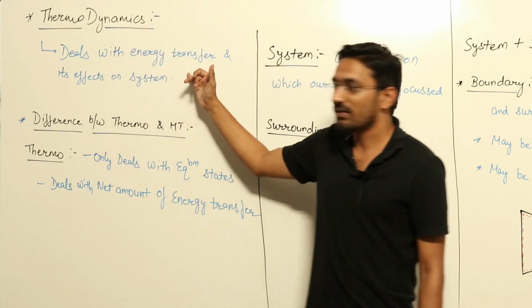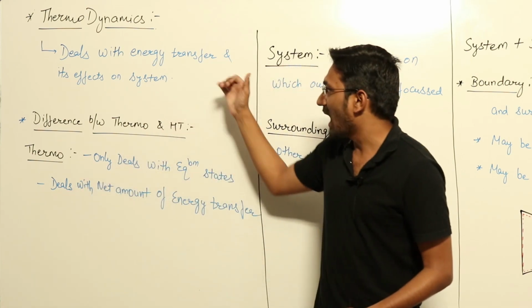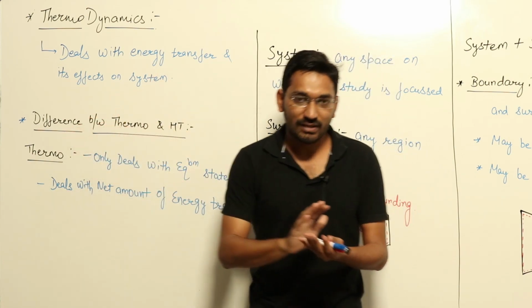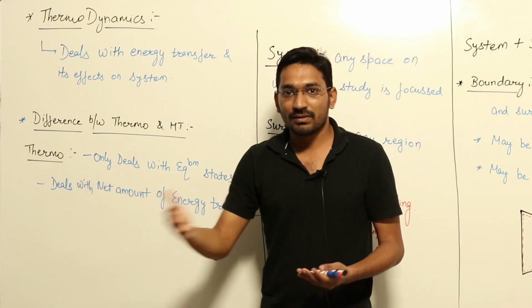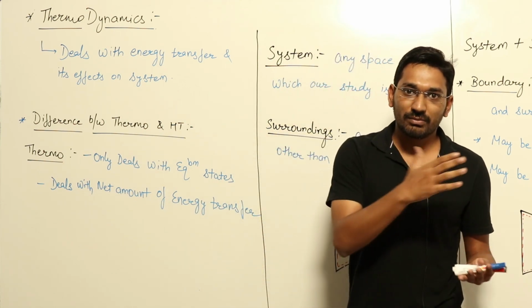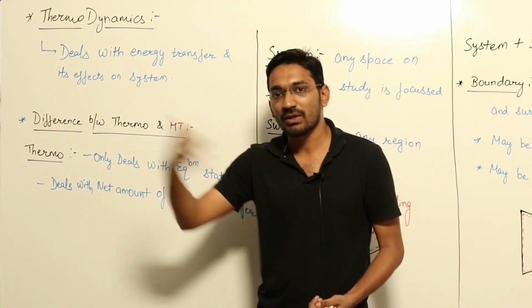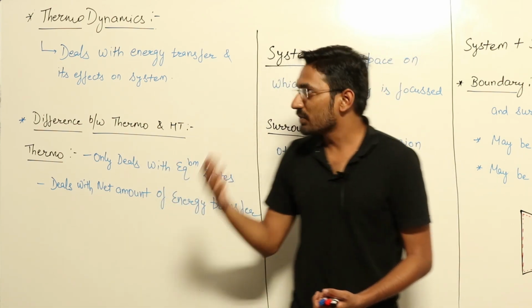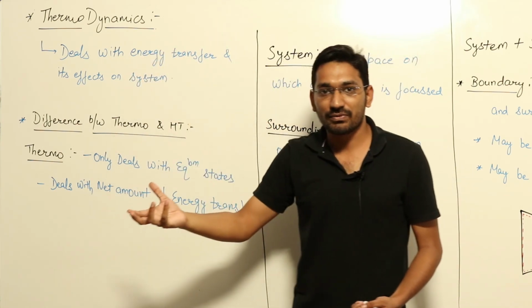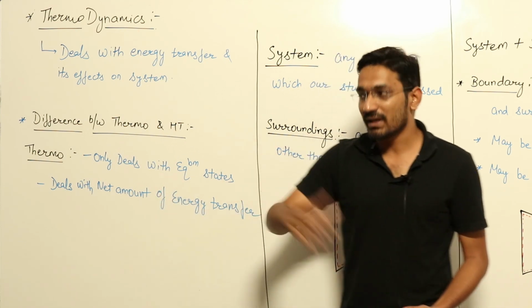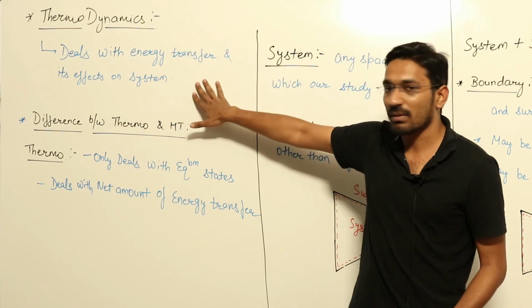Thermodynamics deals with energy transfer. Energy transfer means the motion of energy from one point to another point and its effect on the system, how it affects the system. If energy is going out from one body to another body, then the body from which the energy is coming out will have its temperature decreased, and if heat is going to another body, its temperature will increase. So thermodynamics will suggest its effect if the energy is transferred, if the heat is transferred or the work is transferred, then how it will affect our system. That is what thermodynamics deals with.